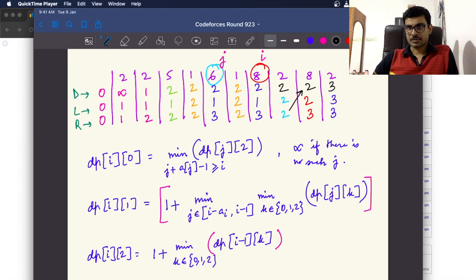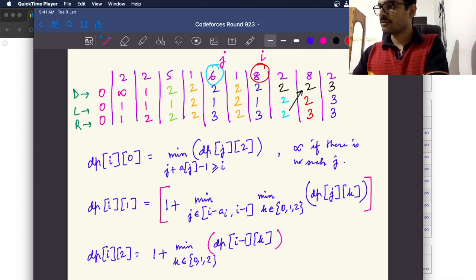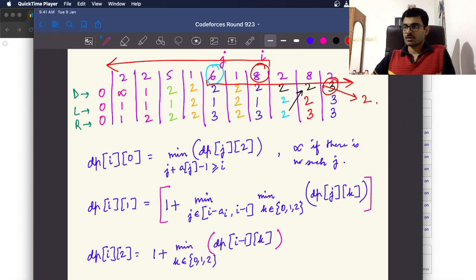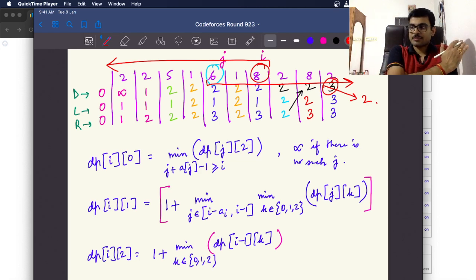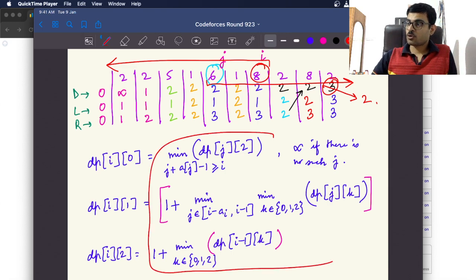What case am I missing? I'm missing one case, which is: if my 8 covers all the elements to the left and my 6 covers all the elements to the right, can I say that this answer should have been 2? My 8 can cover all the elements to the left, my 6 can cover all the elements to the right. So this answer should have been 2.